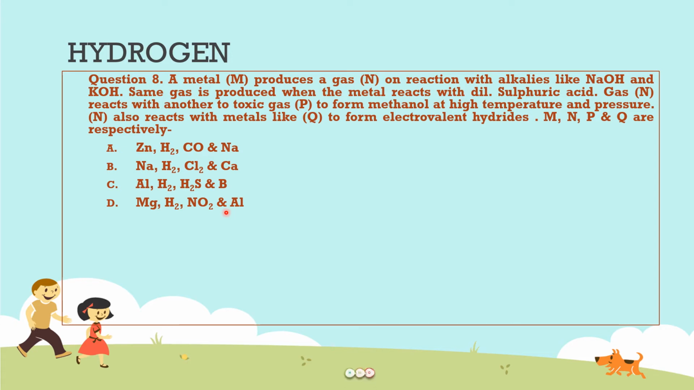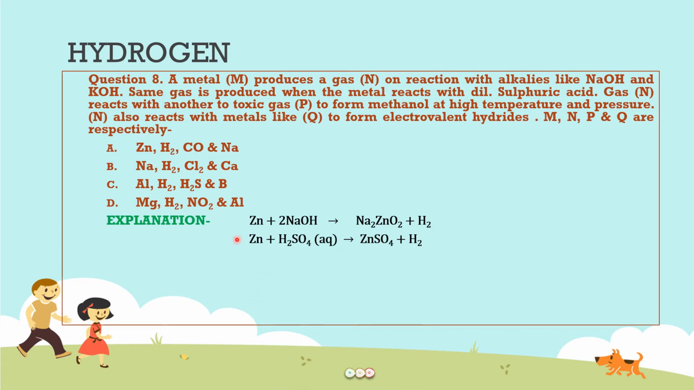We have first of all zinc to be the amphoteric element, which will be reacting with NaOH to produce sodium zincate and hydrogen. Very repeatedly you have seen this reaction in so many questions. And then we have zinc reacting with dilute sulfuric acid to produce zinc sulfate and hydrogen. And now hydrogen is going to react with carbon monoxide in presence of zinc oxide and chromic oxide at a very high temperature and pressure to produce methanol. This reaction is very, very important.